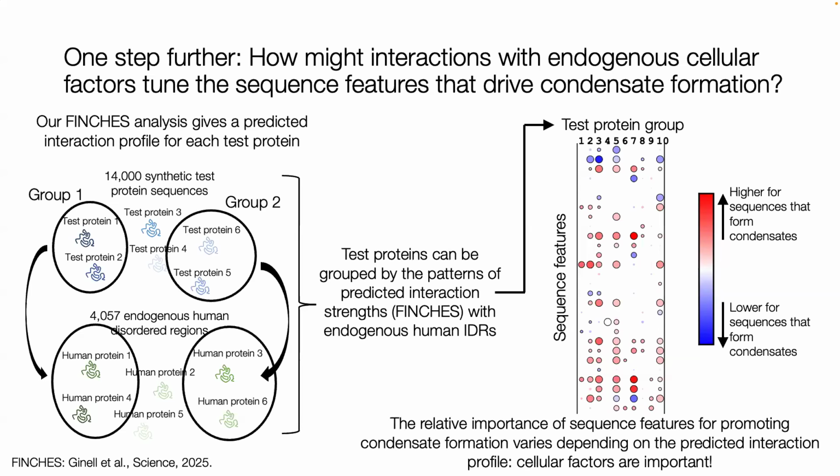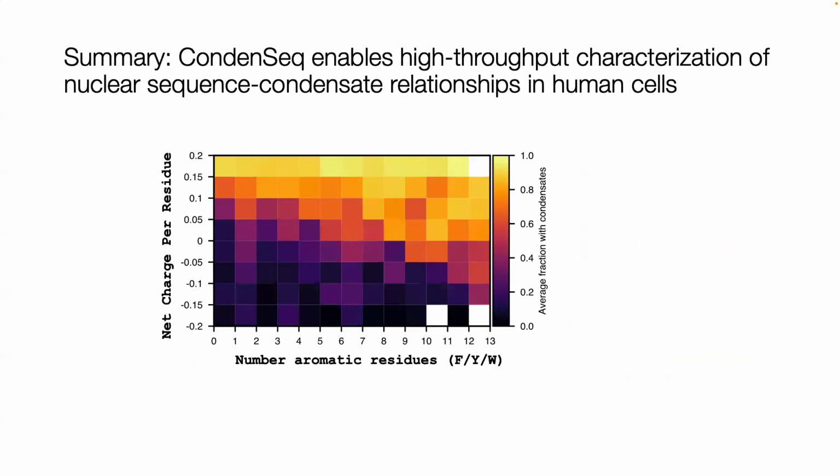So what does this analysis tell us? It tells us that the relative importance of sequence features for promoting condensate formation varies depending on these predicted interaction profiles. So basically all of this is to say that the entire cellular environment is extremely important for determining what is driving condensate formation.